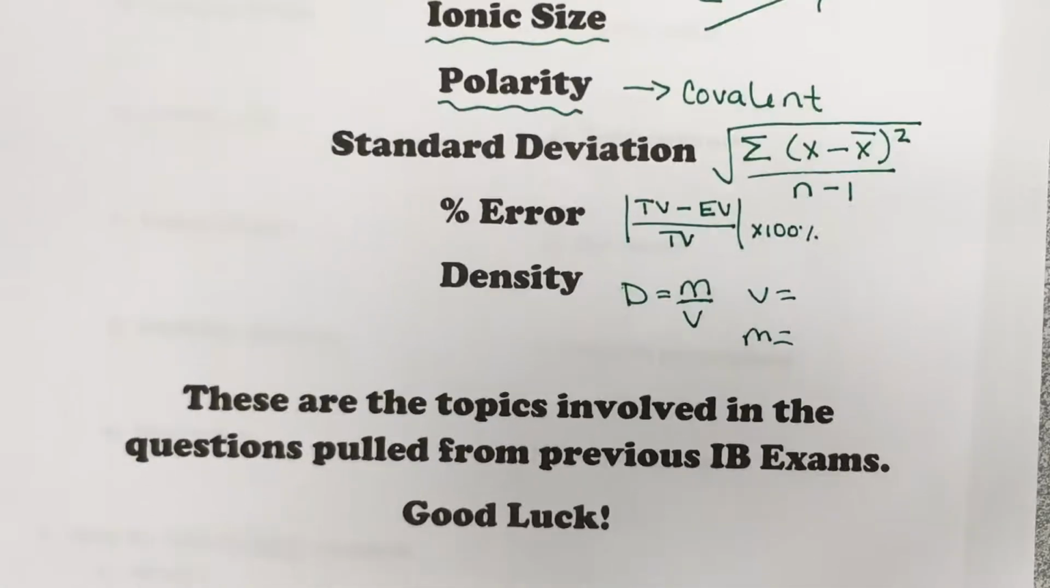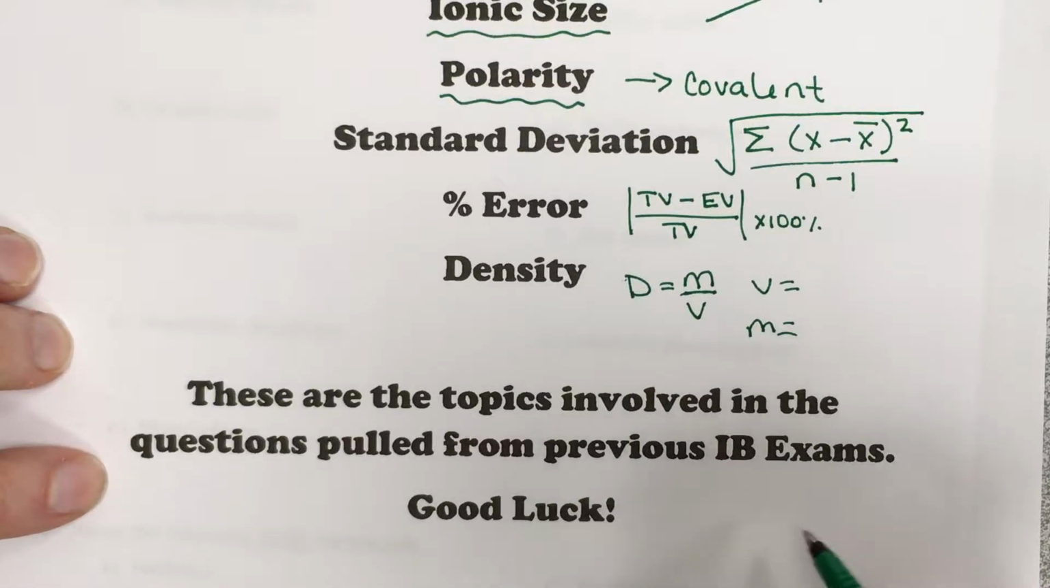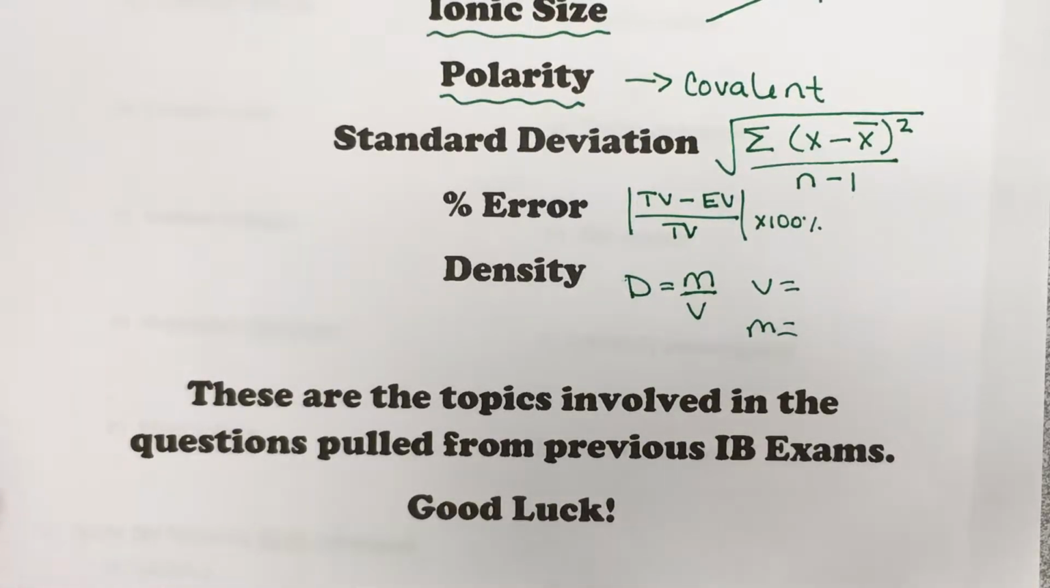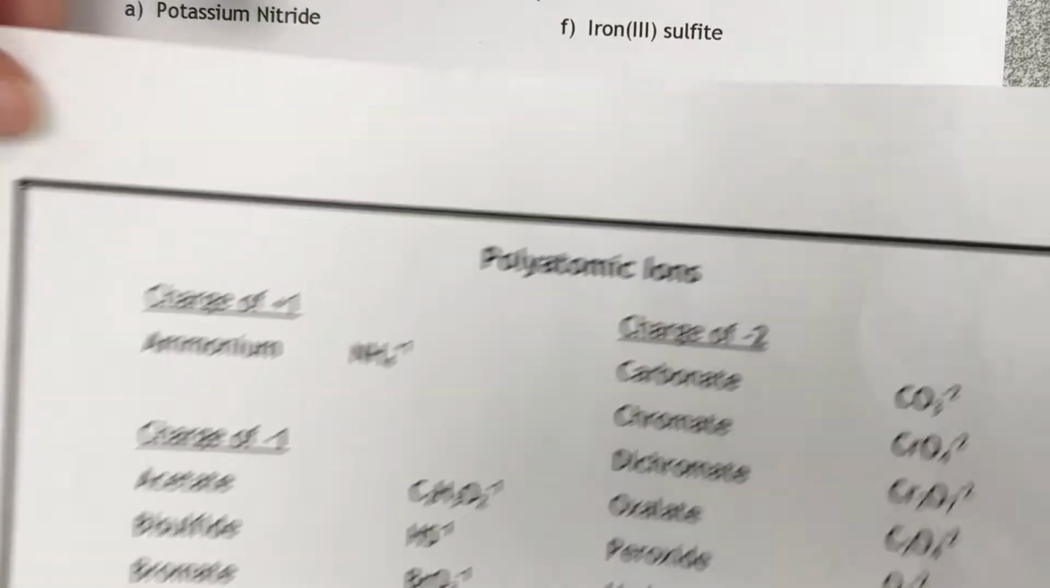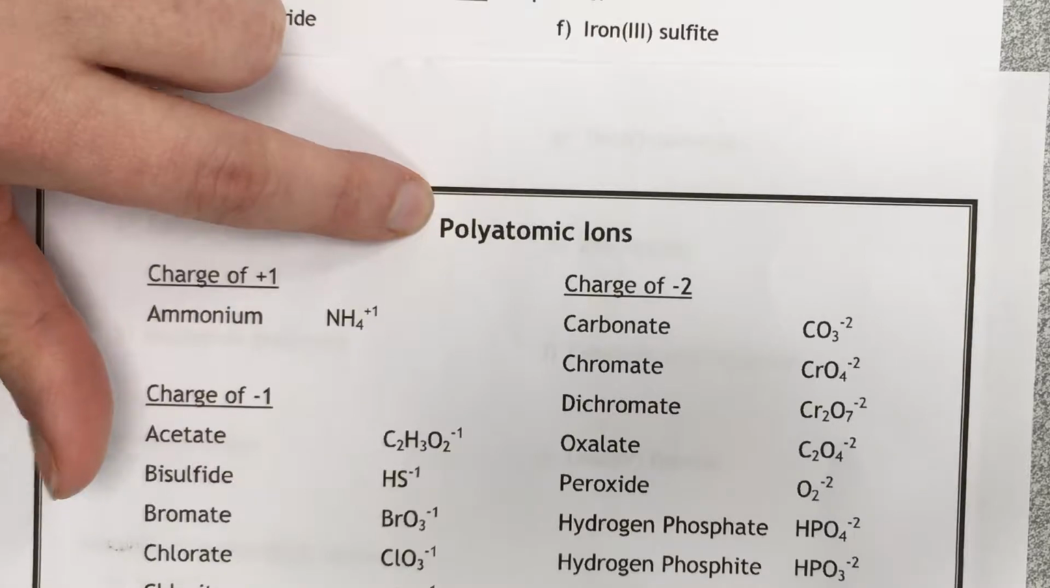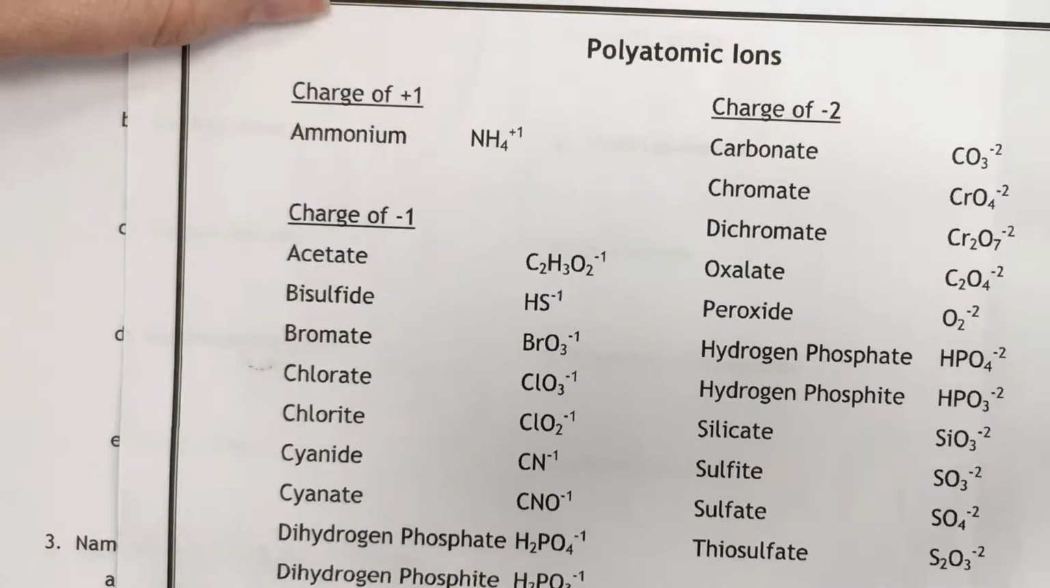Okay, so those are topics involved in the questions pulled from IB exams, okay? That's for honors. Then you will have available to you on the test this polyatomic ions sheet, minus the ones I asked you to memorize.